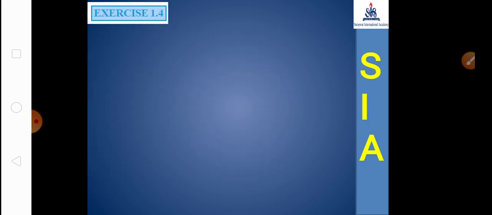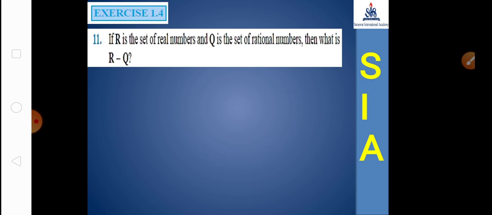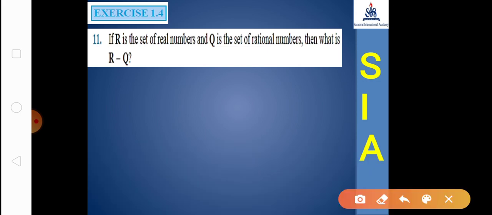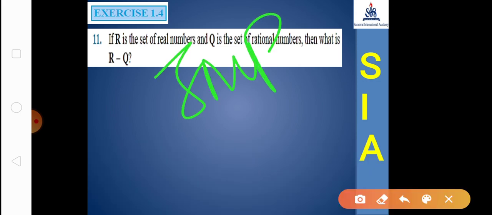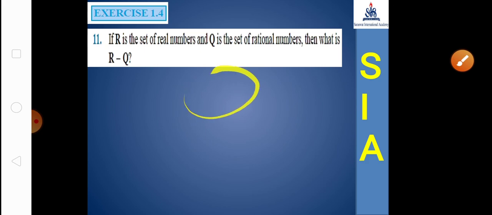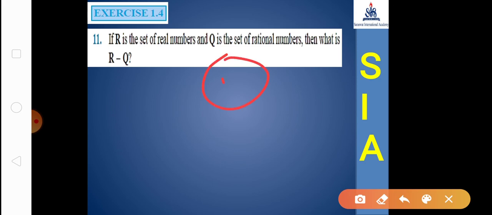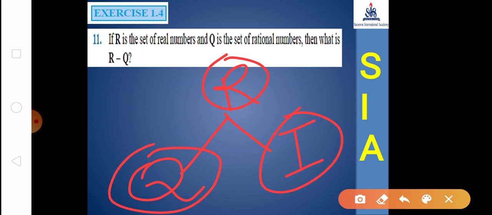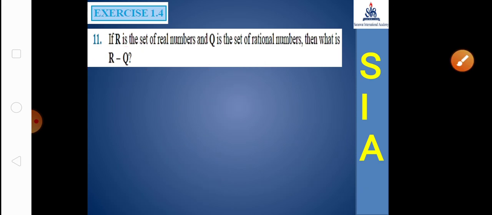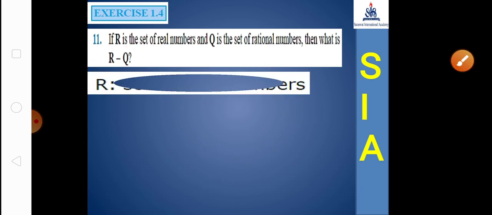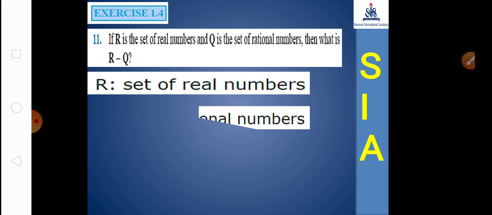Next. Question number 11. R is a set of real numbers. Before starting this sum, students, these are important sums, board level questions. Generally you know R is a big set and it has two little children, one the rational and one the irrational. If you subtract rational from R, that is R minus Q, you get the answer I.